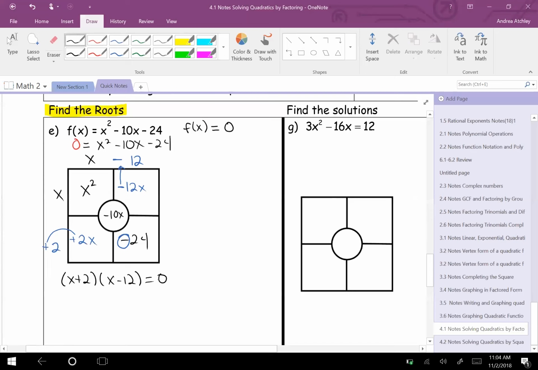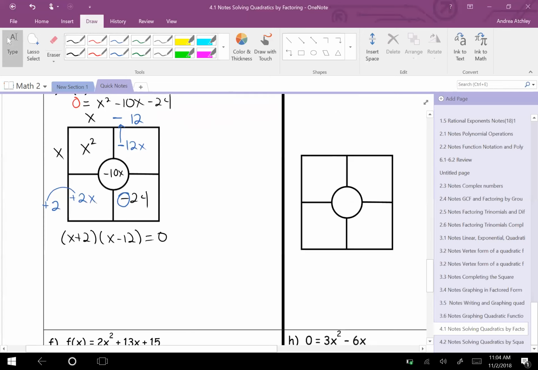To solve this, I'm going to use the zero product property. That means that one of these two factors has to be equal to 0. So we're going to separate my two factors and set them equal to 0. And then I'm going to solve. Subtract 2 from both sides, and I'm going to get x equals negative 2. I'm going to add 12 to both sides. I'm going to get x equals 12.